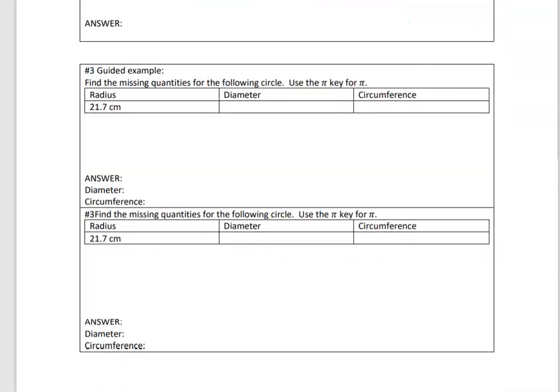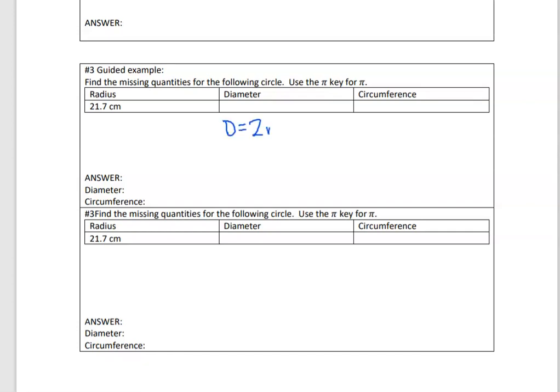Number 3 says, find the missing quantities for the following circle, and it says to use the pi key for pi. So if the radius of our circle is 21.7, to find the diameter is equal to 2 times the radius. So we would do the diameter equals 2 times 21.7. Okay, that gets me 43.4 centimeters. To find the circumference, you do 2 times pi times r.